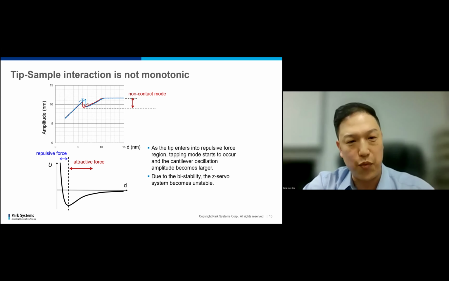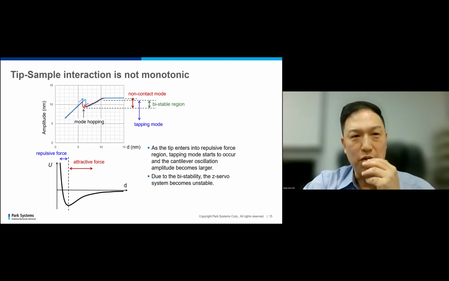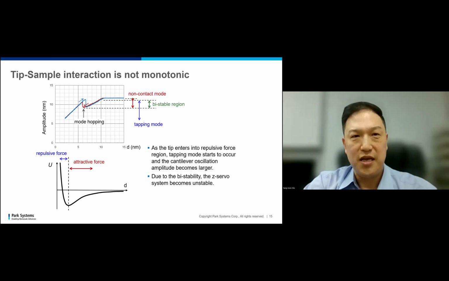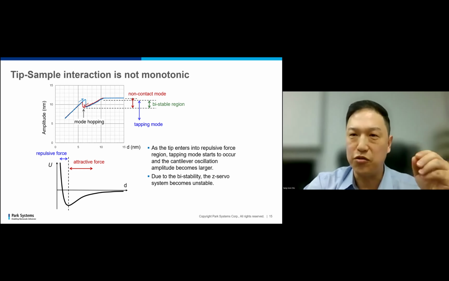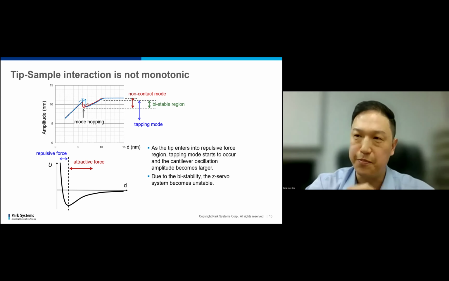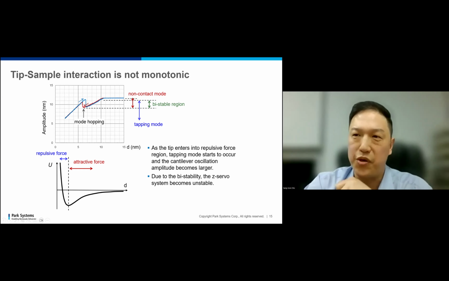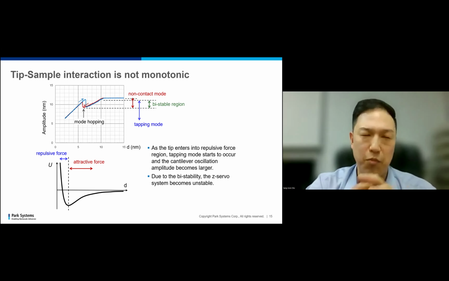The reason is that when you see this non-contact, when it approaches the surface, the response is not monotonic. As the tip gets too close to the sample, the tip enters the repulsive force region, and the tapping mode starts to occur. Due to this binding force, the amplitude suddenly increases, and when the tip is withdrawn beyond the mode hopping, the system remains in the tapping mode for a while.